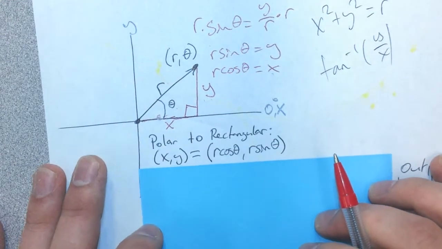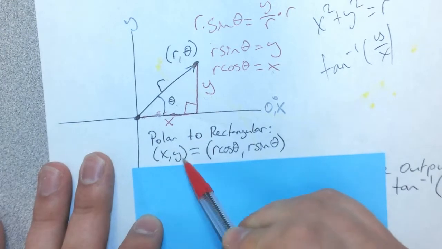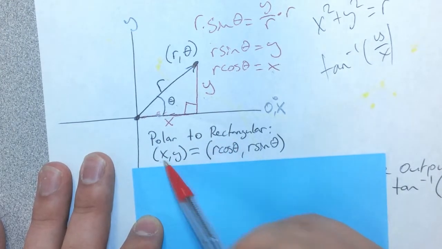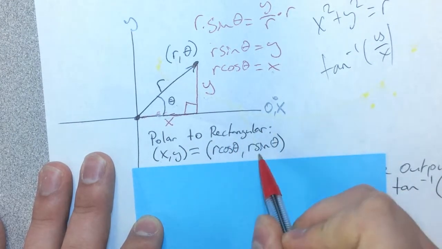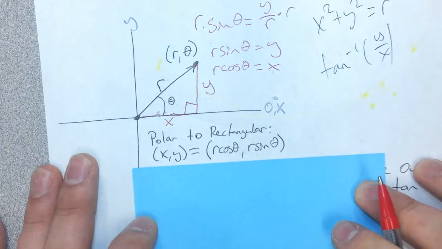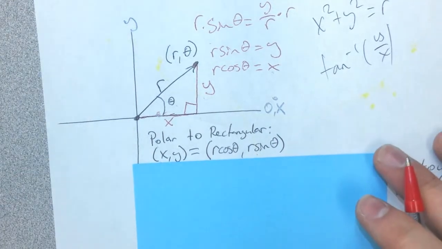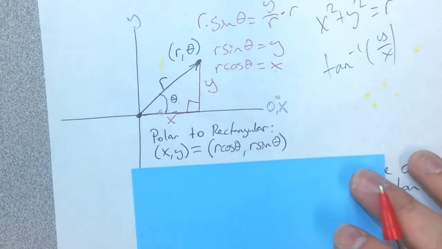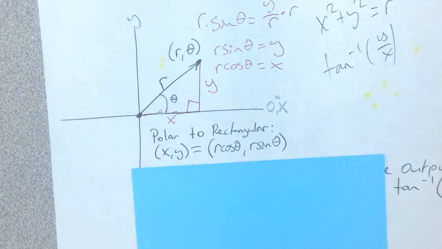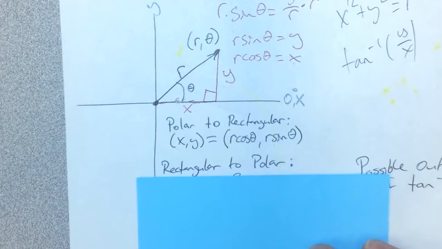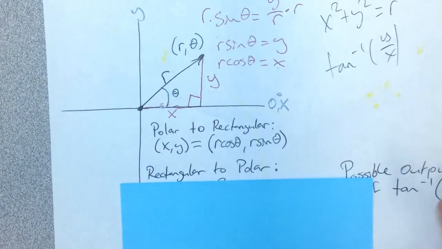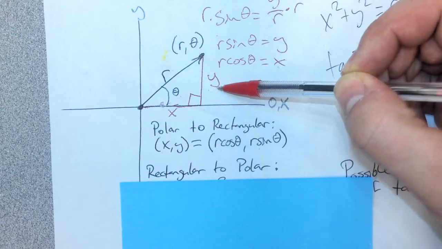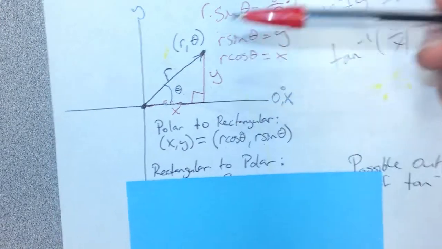So that's where those two formulas came from, the ones I gave you right here. If we wanted to go from polar to rectangular, the x-coordinate was r cosine theta, and the y-coordinate was r sine theta. Let's say we want to go the other way, from rectangular to polar. We have the x and the y, and we're trying to come up with r and theta.